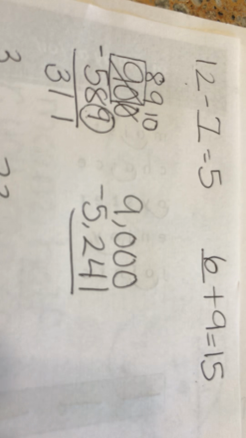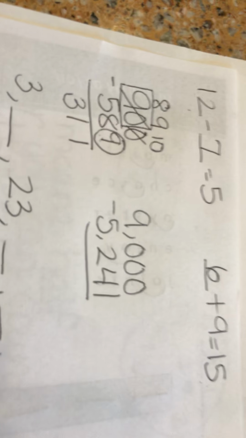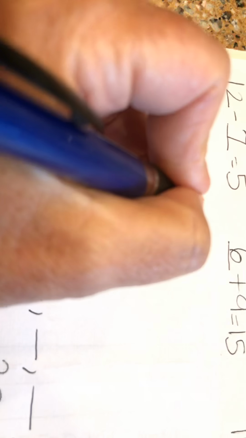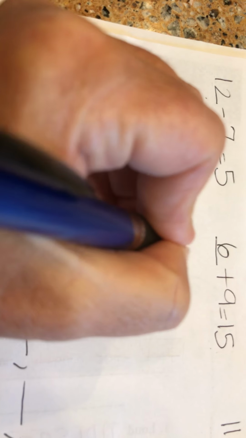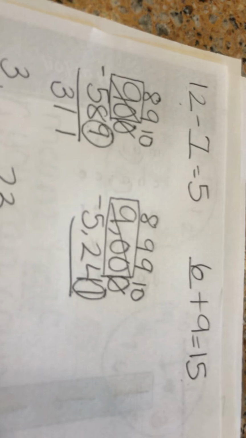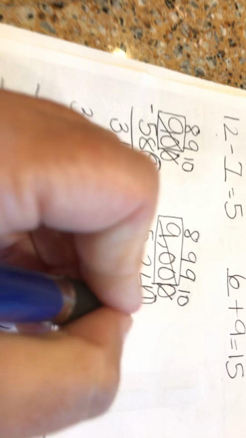9,000 take away 5,241. I still begin in the ones column, and I see that the bottom is bigger, and there's nothing here that I can borrow from. So I'm going to treat this whole set of digits as 900 groups of 10. When I borrow one group of 10, I will have 899 groups of 10 left. I regroup into the ones column, and 0 becomes 10 ones. 10 take away 1 is 9.